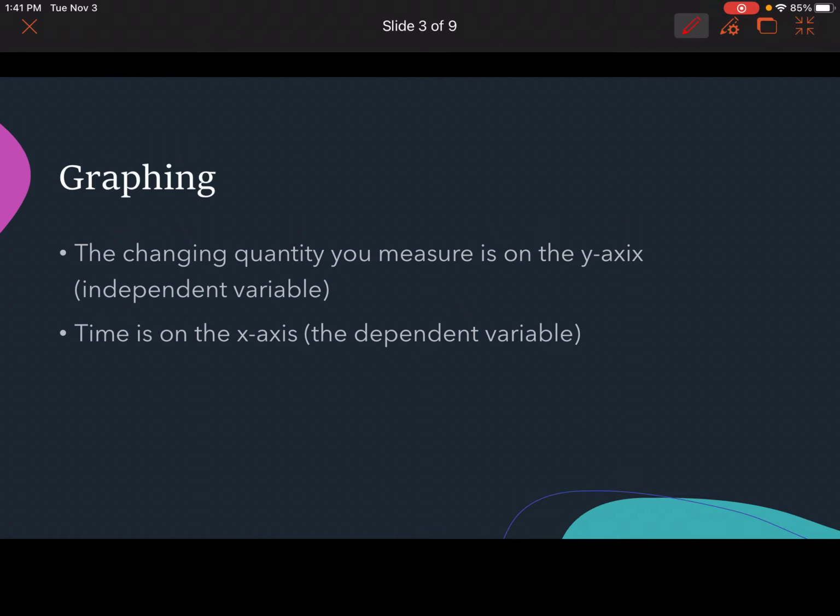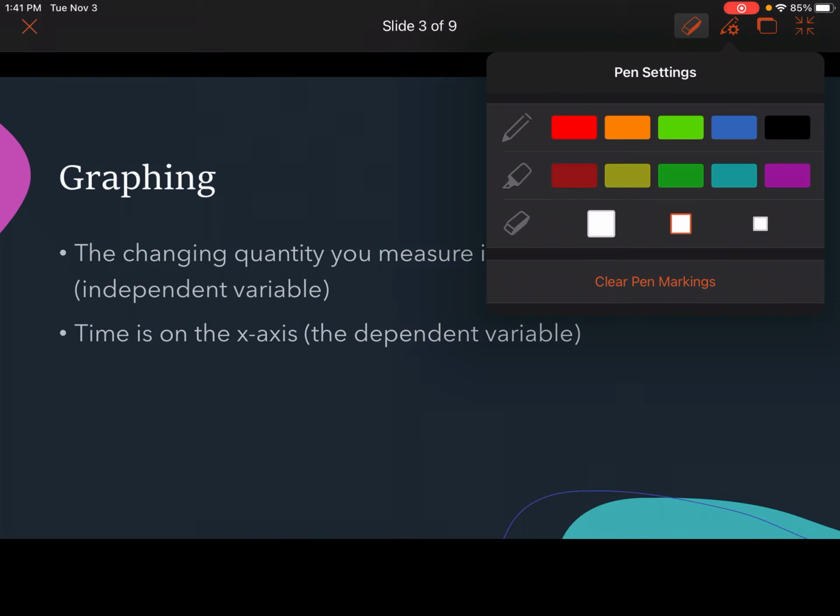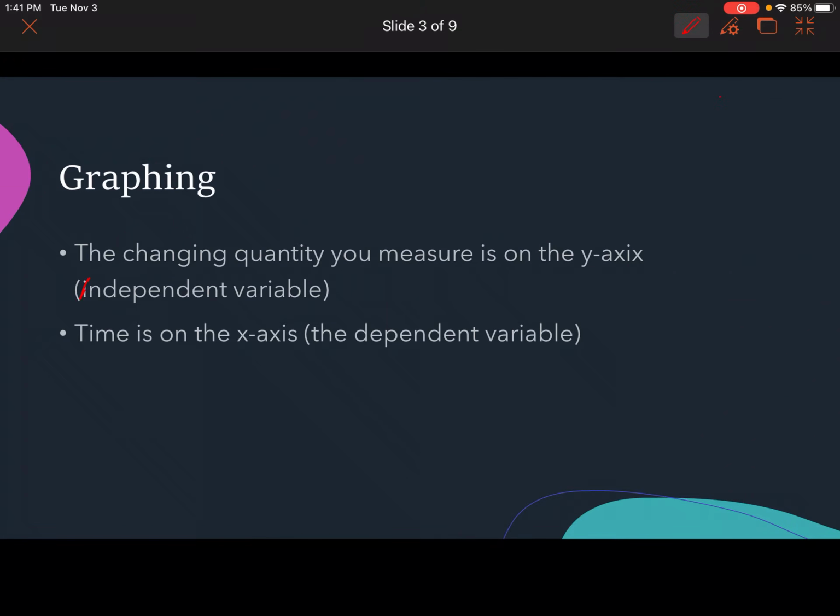Okay, so graphing. The changing quantity you measure is on the y-axis. So this is our independent variable, is on the y. Oh, totally messed those up. Wow, isn't that funny? Well, actually not so funny. The dependent variable is on the y-axis. Oh, another typo. What am I doing? And time is on the x-axis, and this is our independent variable, time.